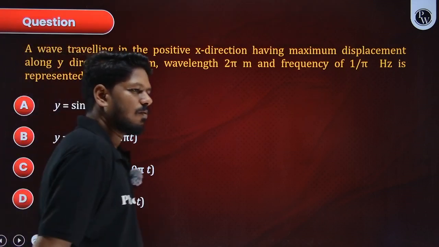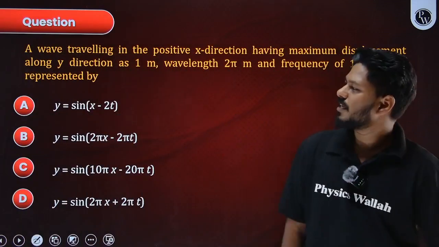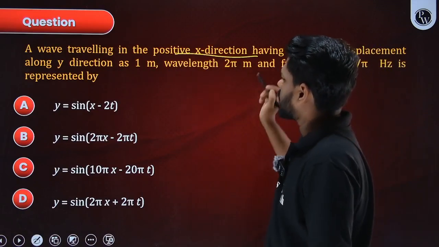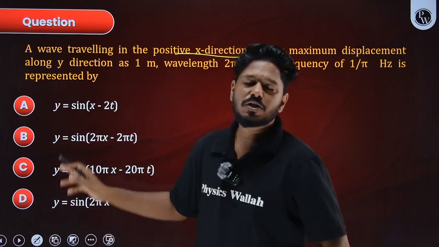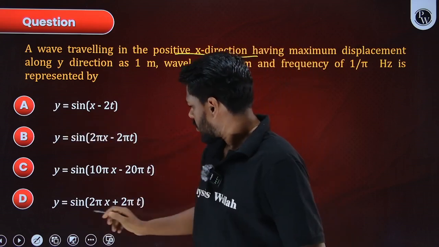Now let us solve a few questions. A wave is traveling in the positive x-axis. If the wave is traveling in the positive x-axis, it means one term should be positive and the other should be negative. So this option is wrong.